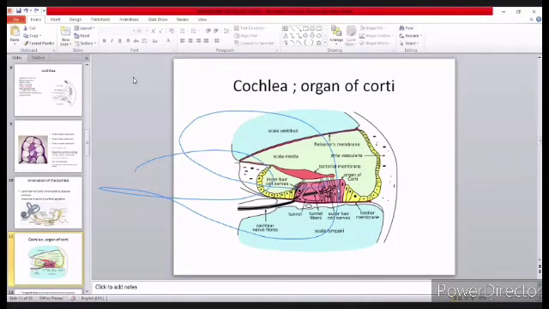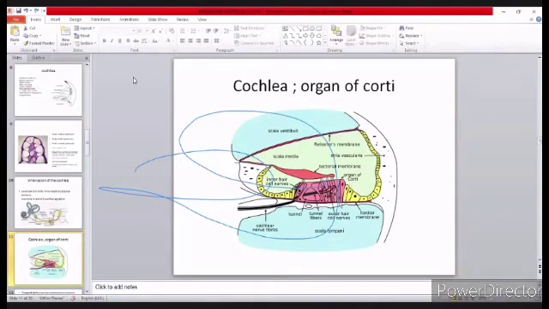Above this organ of Corti, remember that the hair cells have cilia. We have cilia almost everywhere, in the lungs, in the nostrils. So it's more like hair-like structures. The cilia from the hair cells are embedded in the tectorial membrane. So within the scala media, there is another membrane called the tectorial membrane, and the cilia from the hair cells are embedded in it.